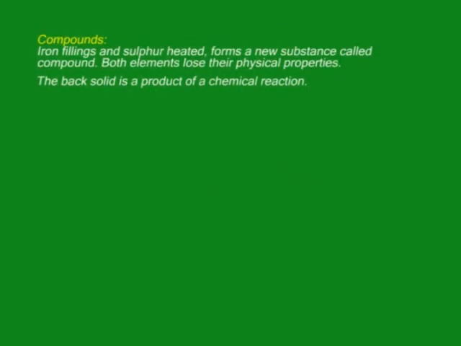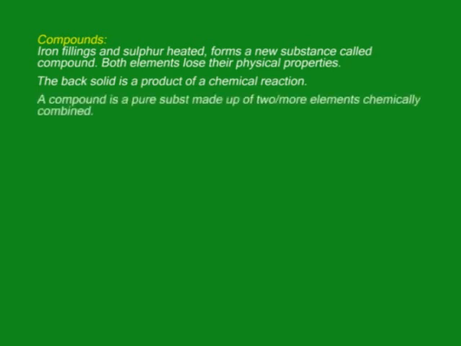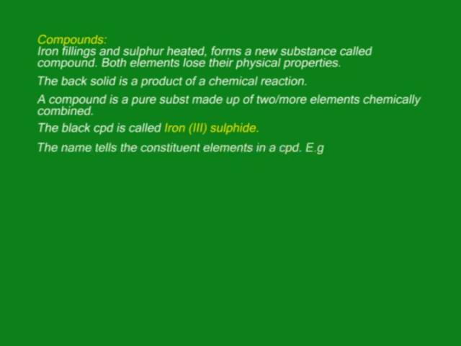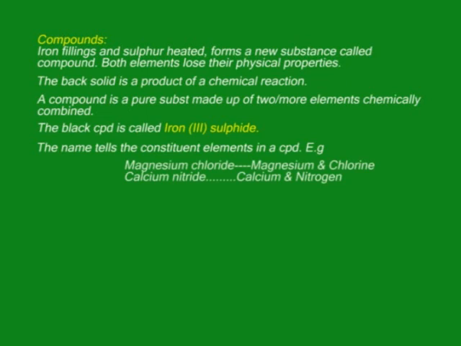Now the black solid is the product of a chemical combination of iron and sulfur. When two or more elements combine chemically, they form a compound. Defined, a compound is a pure substance made up of two or more elements chemically combined. The black compound formed by chemical combination of sulfur and iron is called iron(II) sulfide. By just looking at the name, it is possible to tell which elements have combined to form a compound. For example, magnesium chloride is a compound formed between magnesium and chlorine. Calcium nitride is a compound of calcium and nitrogen.